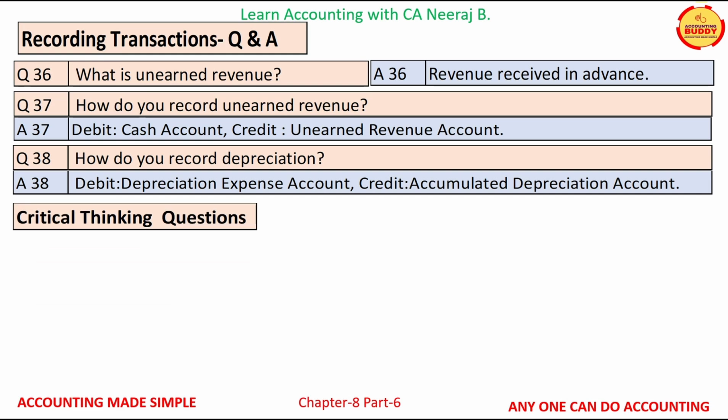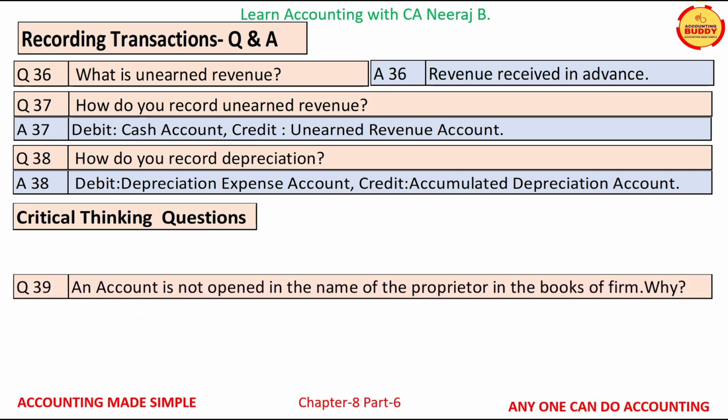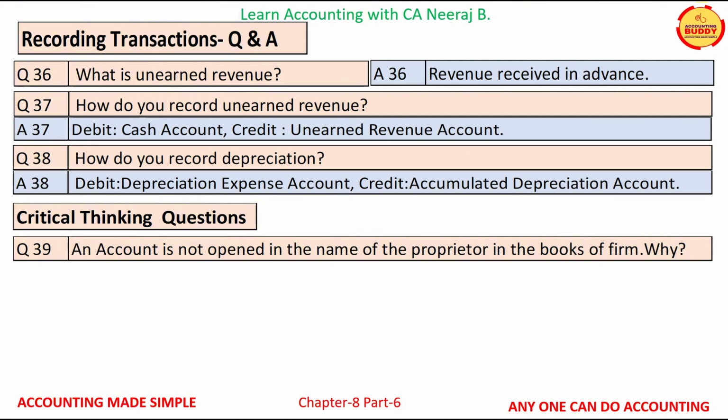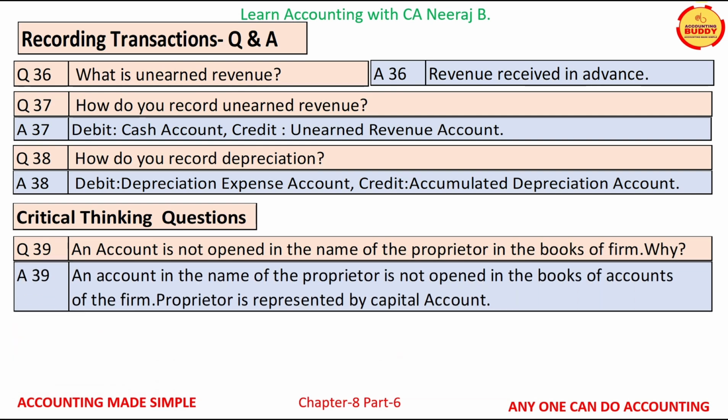Now in this section, we will answer few critical thinking questions. Question number 39 is, an account is not opened in the name of the proprietor in the books of firm. Why? The answer is, an account in the name of the proprietor is not opened in the books of accounts of the firm as the proprietor is represented by capital account.